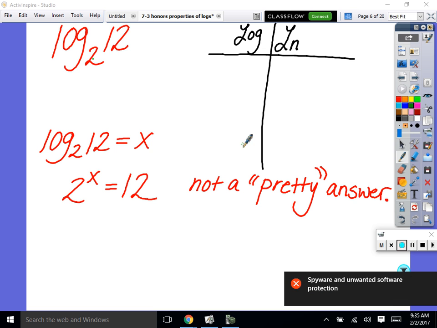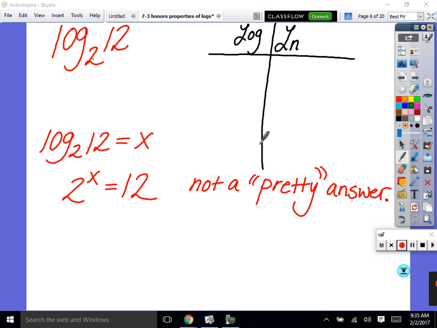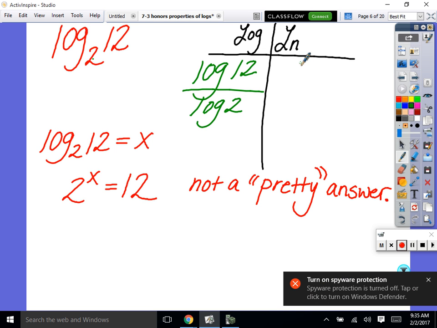We would use this formula here. So you can type in log of 12 divided by log of 2. We can also type in ln of 12 divided by ln of 2. What's the decimal?